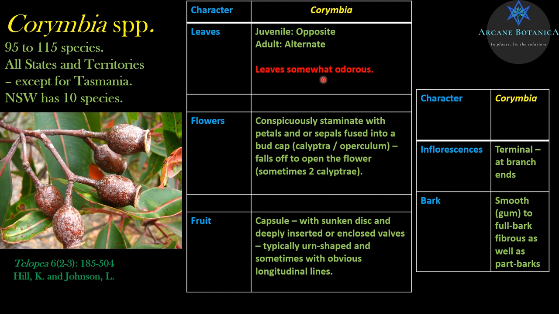I was just crushing up some Corymbia gummifera earlier on. It's got a bit of a resinous smell, but I don't think it's anywhere near some of the eucalyptus species that you crush up. But they've got somewhat of an odor there. Now, with the flowers, we've still got this state of being conspicuously staminate with the petals and sepals fused into a bud cap. Now, what I've learnt from this today is a lot of the time you get two opercula or two calyptrae. The one that falls off on the outside is the fusion of the sepals, and then a second one falls off, which is a fusion of the petals.